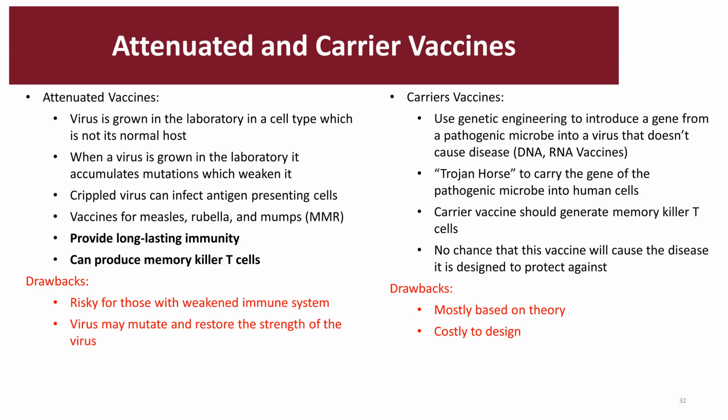Vaccines for measles, rubella, mumps, MMR are created as so. They generally create a pretty long-lasting immunity, and they can induce memory killer T cell activity. However, the drawbacks are as follows. They're extremely risky for those that have a weakened immune system. And in case the mutation turns in the benefit of the virus, it could restore the strength of the virus and make it more dangerous.